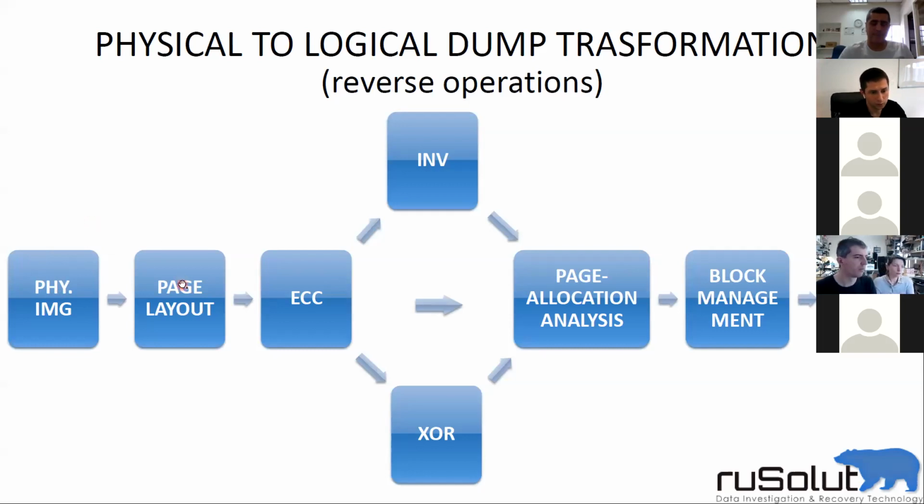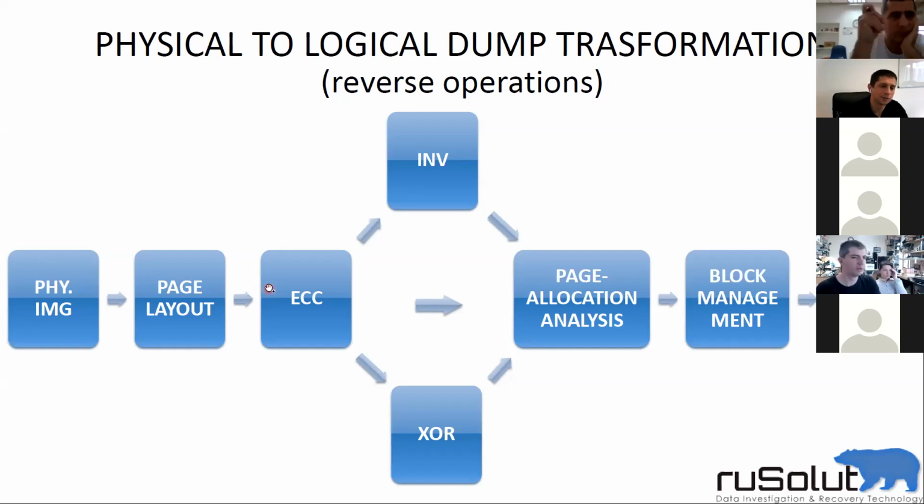After we got the physical image, we need to do page layout. That means that we need to set borders of the data area, service area, ECC, and so on. So we need to let our software know where all the structures are inside the physical dump. After this, we should apply ECC. ECC is a very important thing for modern devices, because without ECC, all data will be totally corrupted.